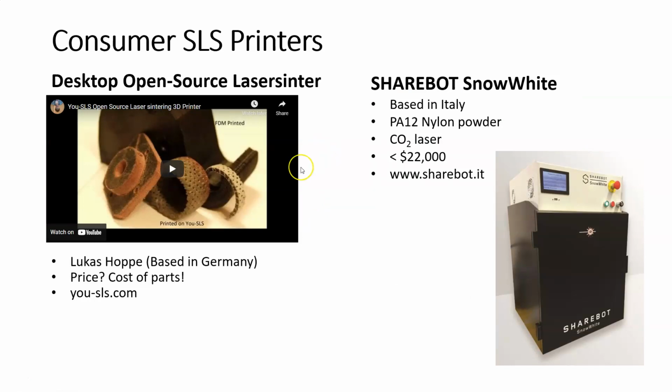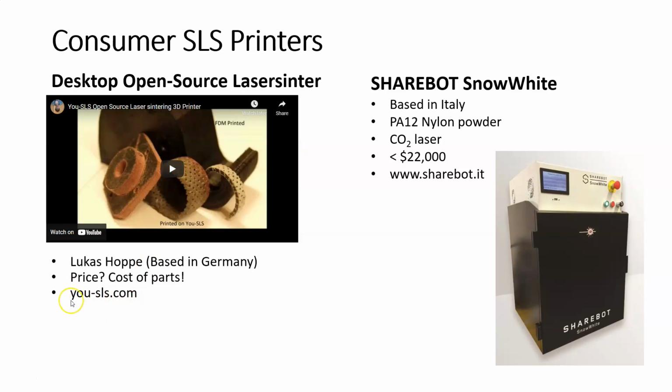Now, we have some more. These are interesting because the one on the left is an open source laser sinter machine, which basically means that they give you all the plans. The gentleman that developed this, Lukas Hopp, is based in Germany, and he basically developed it and then gave away all the plans for it. So you can actually build this yourself with store-bought materials. It doesn't require anything very special. I've downloaded all the plans for this.